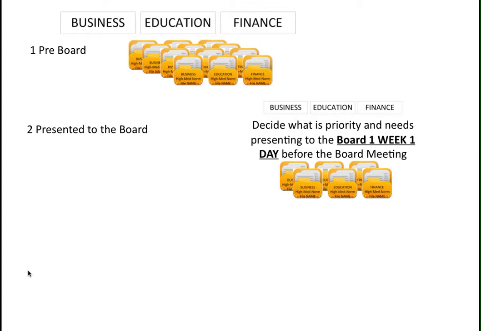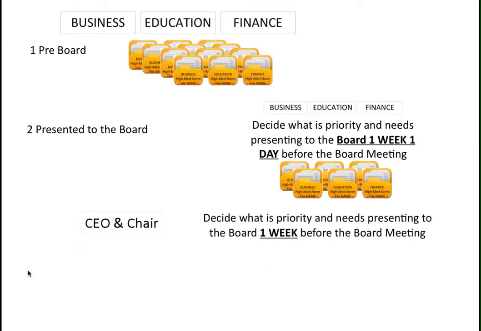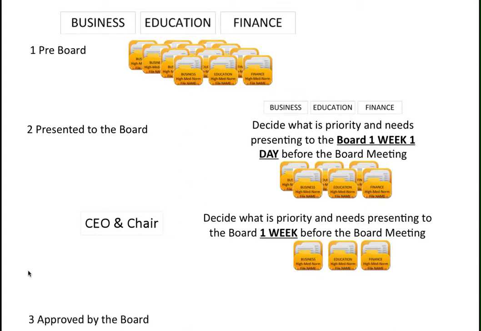So we end up with a reduced priority list that gets presented to this folder. This enables the CEO and the chair to decide what is priority and needs presenting to the board, and that will be done 1 week before the board meeting. This gives the chair and the CEO the chance to look through the priorities and to make a decision whether there's adequate time within the board meeting to achieve the outcomes that the different sectors of the business require. So the CEO and the chair may reduce this priority even further.